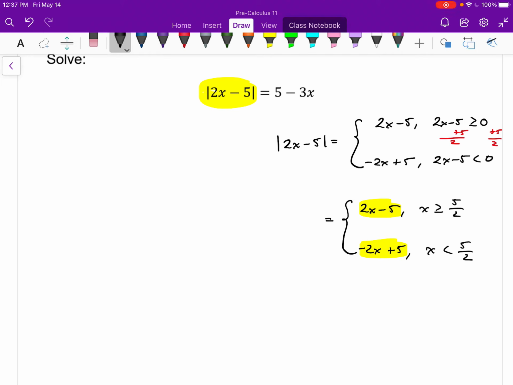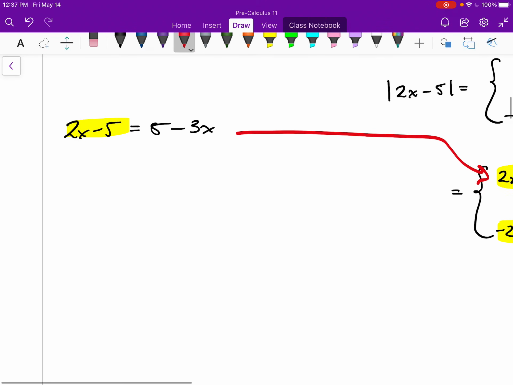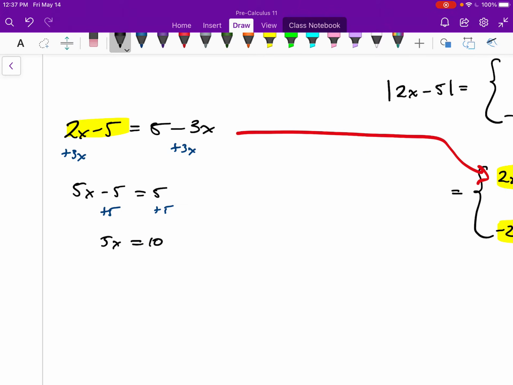And so one of the equations I'm going to solve is 2x minus 5 equals 5 minus 3x. And this is connecting back to that first piece. So I'll solve this. Now in itself, this is quite easy to solve. For example, I'd add 3x to both sides. Get 5x minus 5 equals 5. Add 5 to both sides. Get 5x equals 10. And then divide both sides by 5. x equals 2.